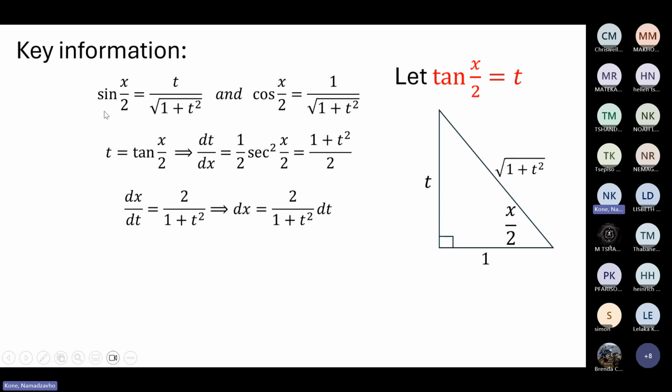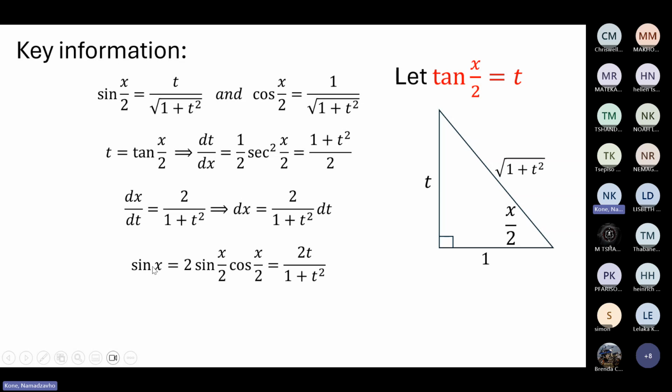But they are going to replace sine of x over 2 and cos of x over 2, not sine x and cos x. So our toolkit now will change. This is why I said we are going to use compound rules.